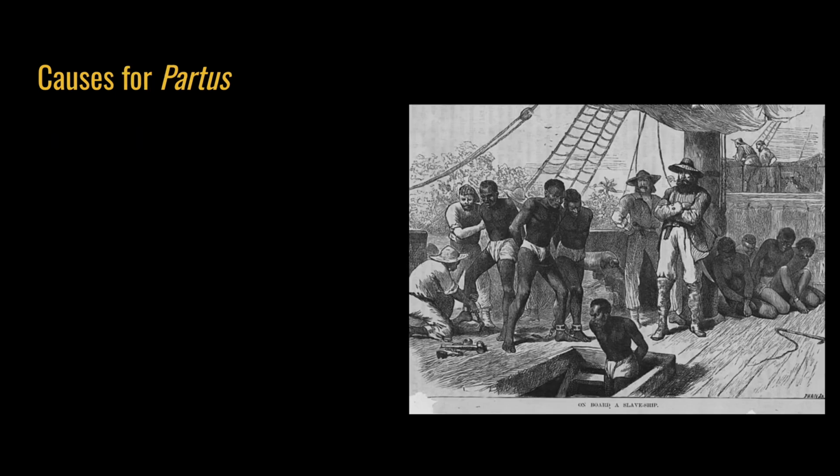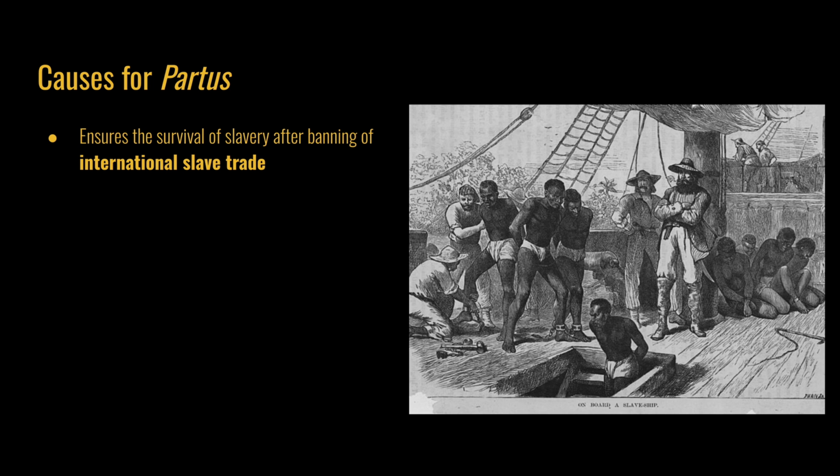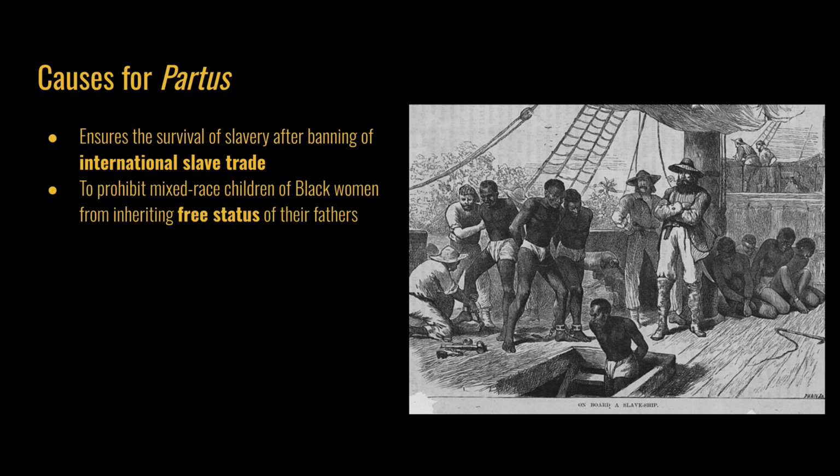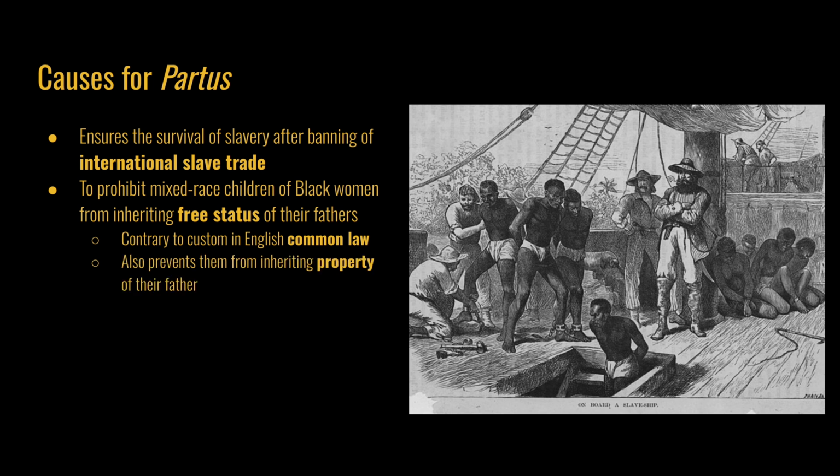This law was adopted across various slave states as part of slave codes to ensure the survival of slavery after the banning of international slave trade. It allowed for the population of enslaved people to grow through natural birth and prohibited mixed-race children or black women from inheriting the free status of their fathers, which was the norm through English common law. The Virginia House of Burgesses, for example, enacted partus sequitur ventrum in 1662, formalizing this principle into law.